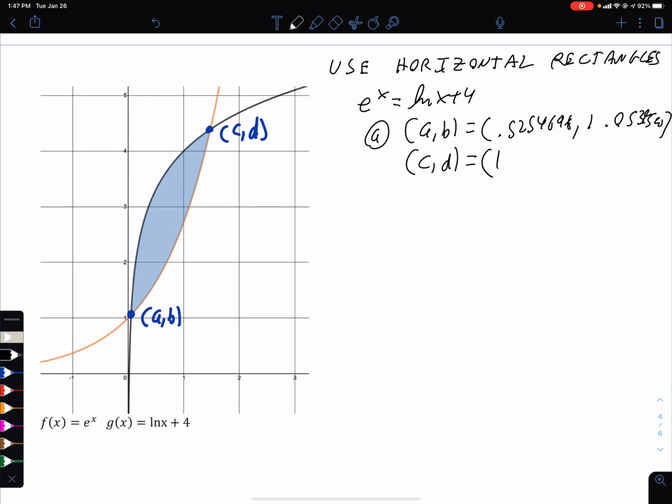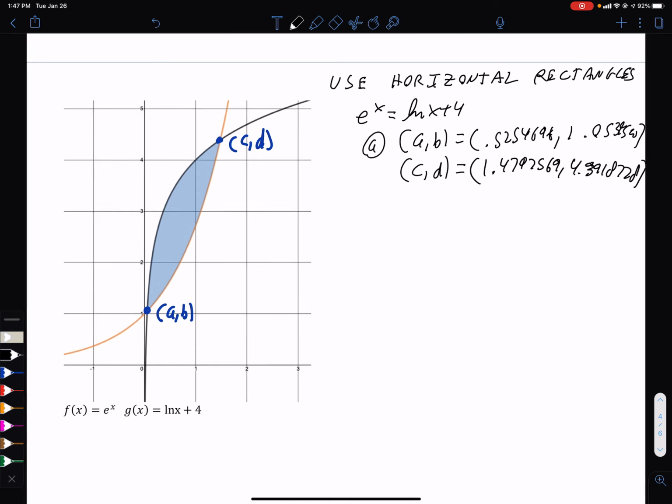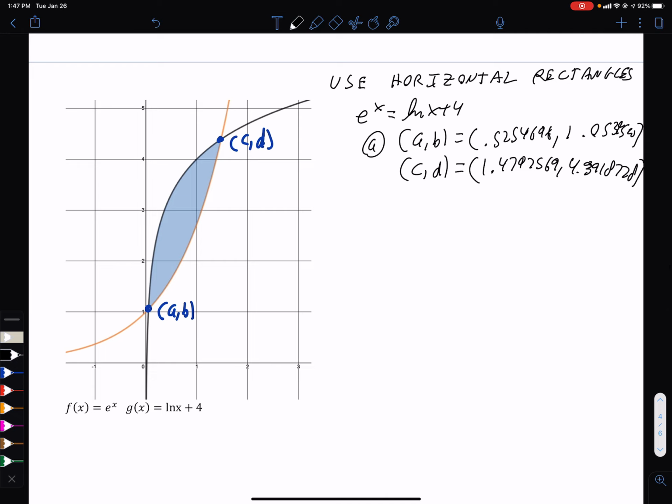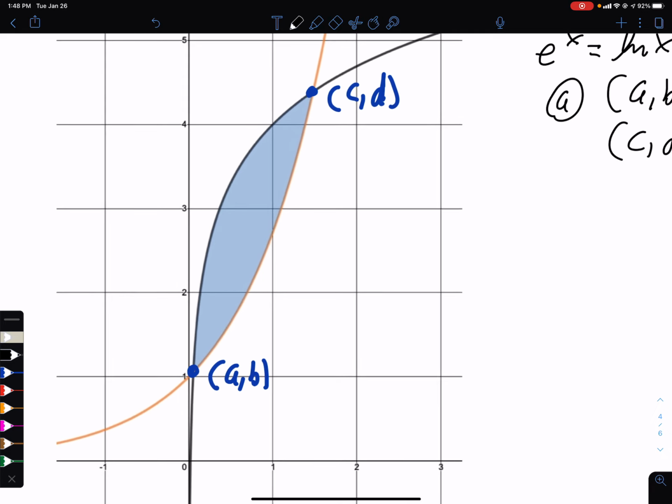So I get 1.479756 and the y coordinate was 4.3918778. All right, so I have found those 4 points. Now, I'm kind of almost done.